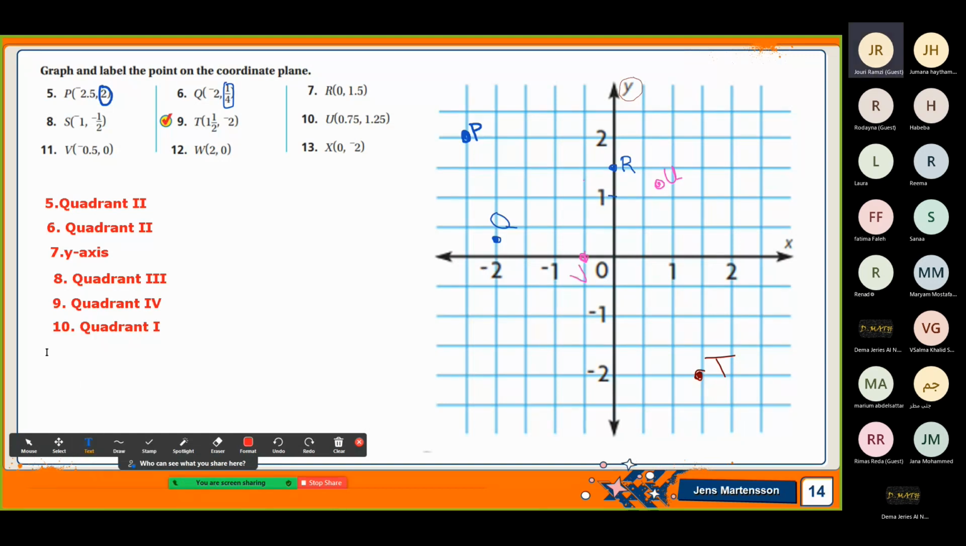Point V is in 3. Is it on the line or in the areas between? Wait, Julie. I told you now, if it is on the areas, you will say quadrant 1, 2, 3, and 4. But if it is on the line, what do you have to say? It is x-axis. Bravo. X-axis. Thank you. You're welcome. Number 12.